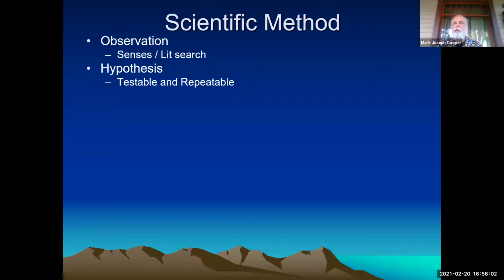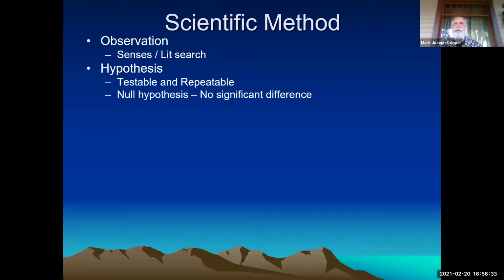The testable part is it has to be a question that can be answered, that you can test. And then the repeatable portion is the important part, because if you do it and you say, here's what I did, here's my results, if it's accurate, somebody else should be able to set up the same experiment with the same information you did, the same setup, and get similar results. And if they don't, then Houston, we have a problem. So that's the things we want to take a look at.